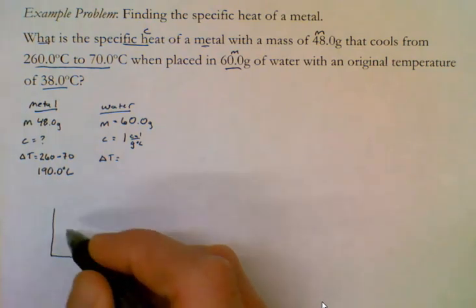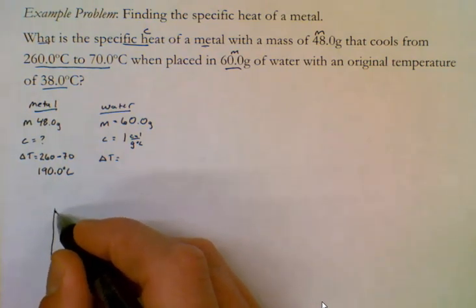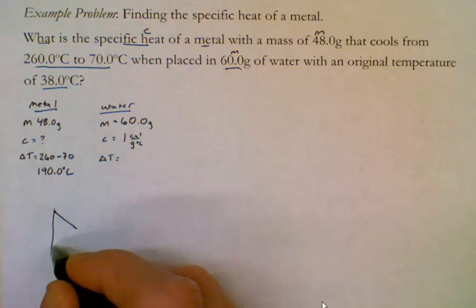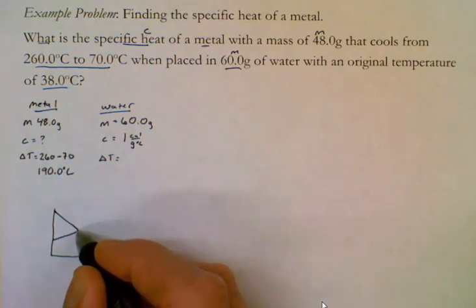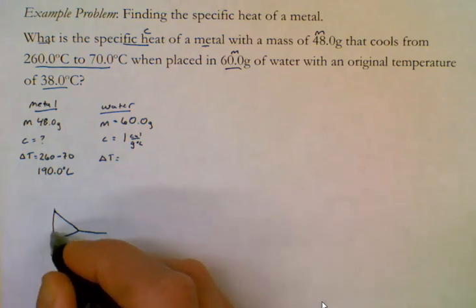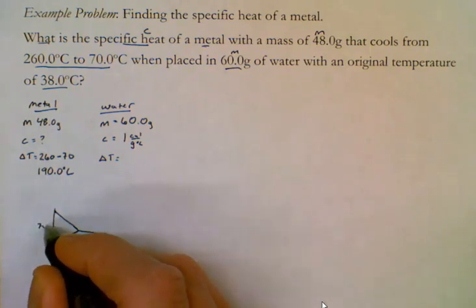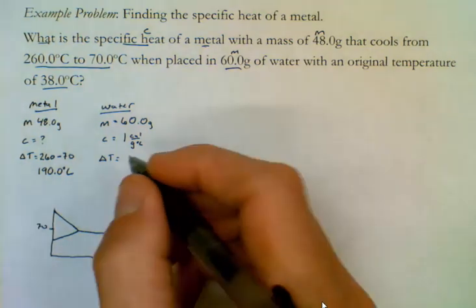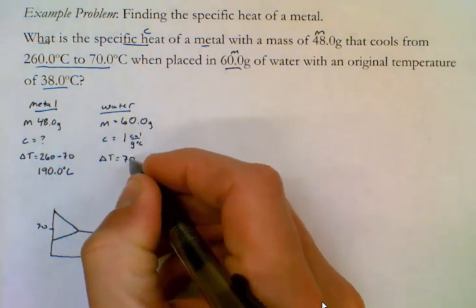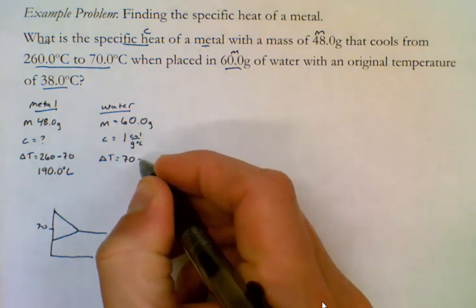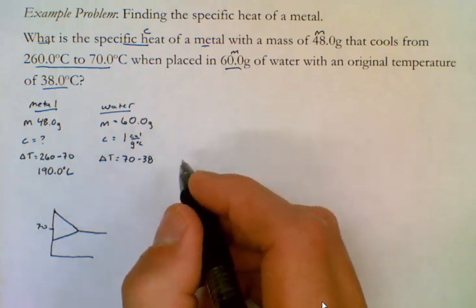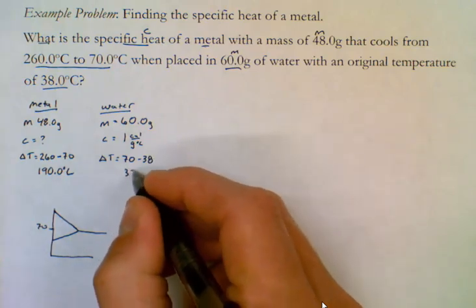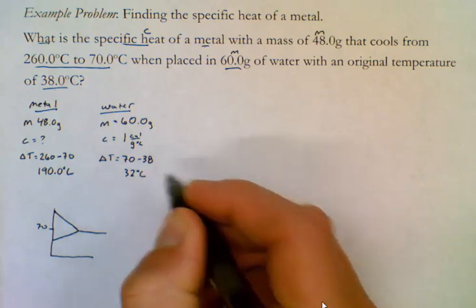Basically, what happens is the metal starts out hot and the water starts out cold, and they continue to increase and decrease temperatures respectively once they hit the same temperature, and that's at 70. So even though it doesn't provide water's final temperature, it's implied because the metal stops cooling once it gets to 70. So 70 minus 38 is 32 degrees Celsius.